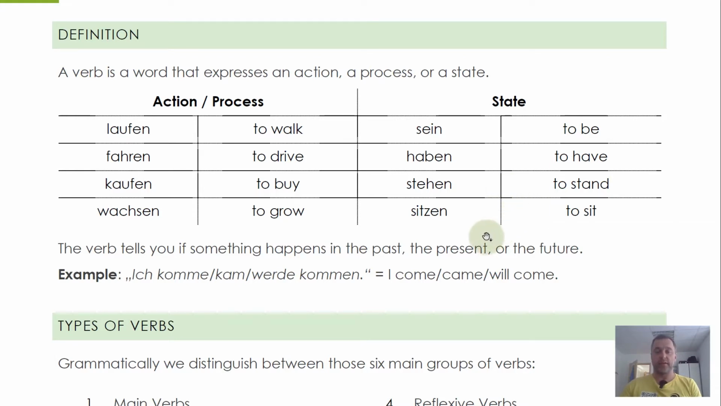And of course, verbs tell you if something is happening in the past, in the present, or in the future. That means you have to change them according to the tense. That's the exact same thing. You have to do this in English too. If you want to learn more about tenses, I have an entire playlist about German tenses that I will link in the info cards for you right now.